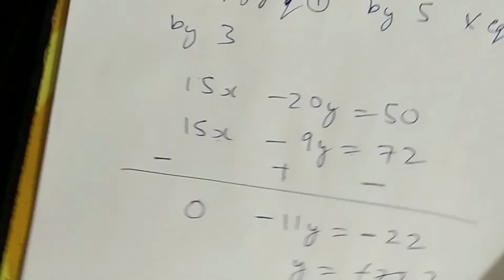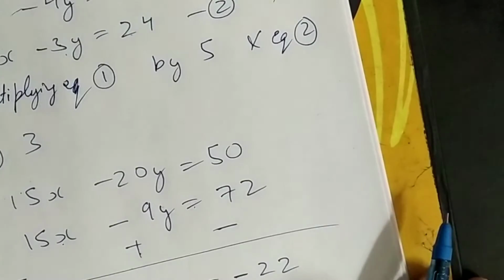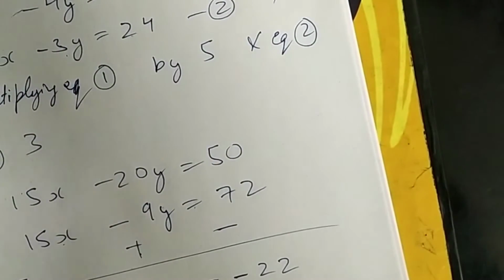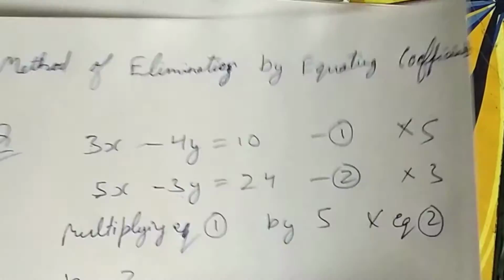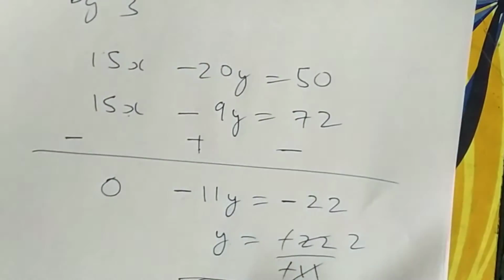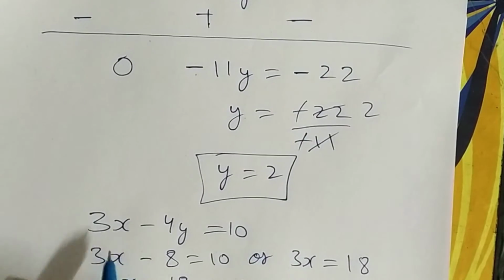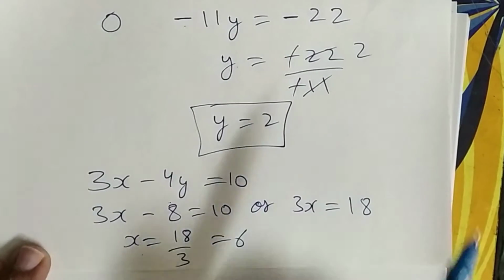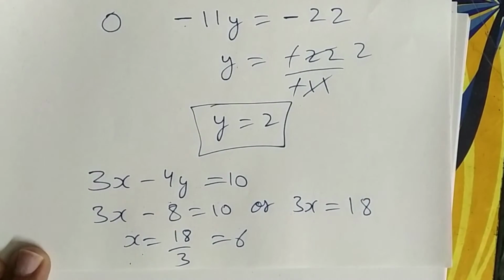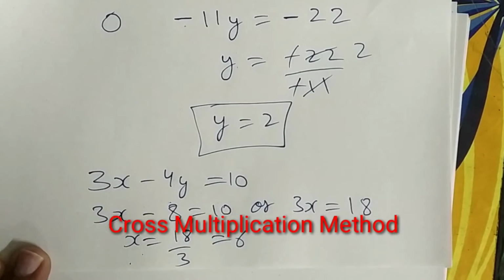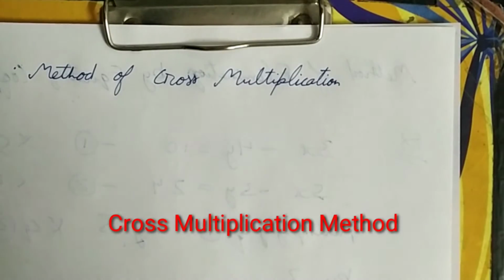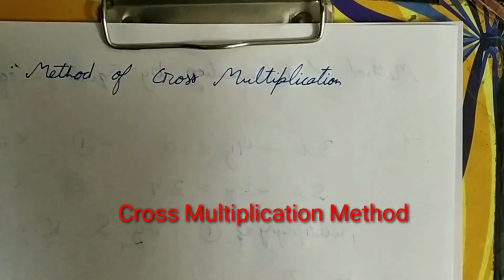This is minus 22. Then on division we get y is equal to 2. Put this value in the first equation. You can put it in either equation, you will get the answer. And from here you can easily calculate the value of x, which is equal to 6. So this is how we solve by equating coefficients.